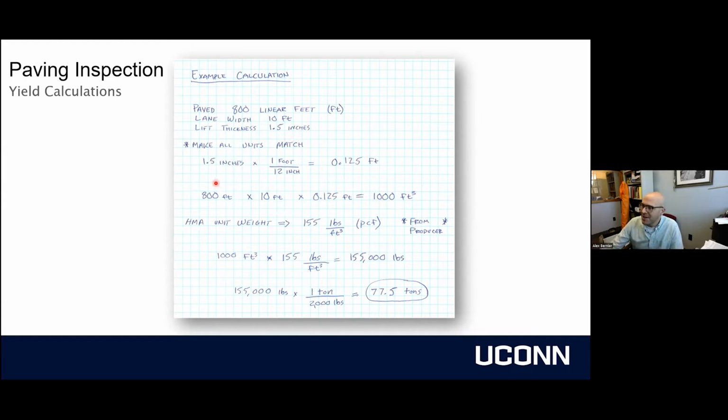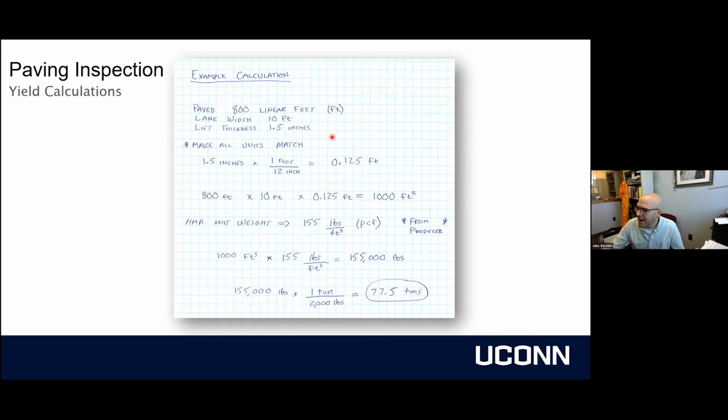And so what we do here is we take our 1.5 inches and we divide it by 12 inches per foot. And that gives us a thickness of 0.125 feet. Hopefully that makes sense, right? That it's 1/12 for 1 inch per foot. That's where that comes from.